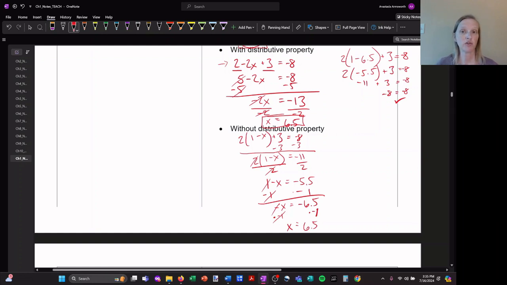We don't need to check the answer again because we already checked it up here and we know that 6.5 is the correct answer. But there is a different approach to solving this equation, and you'll find this very often in math, that there's more than one way to approach the solution. Sometimes there is a faster way, but it doesn't mean that it's the only right way to solve the problem.